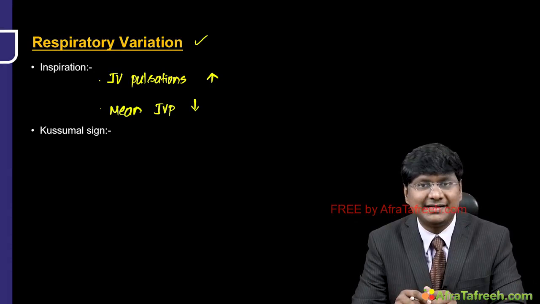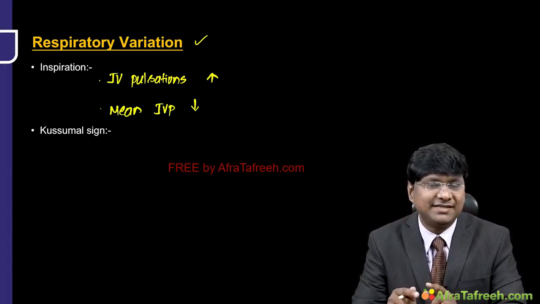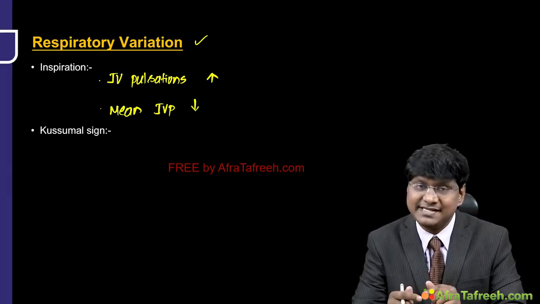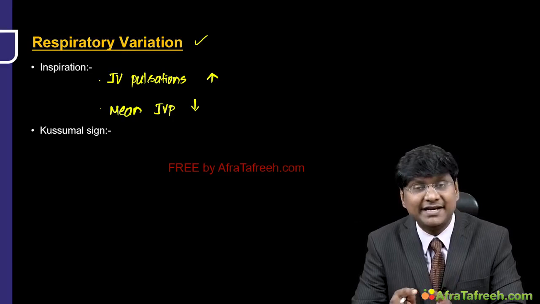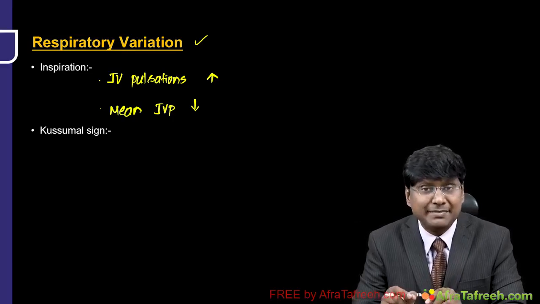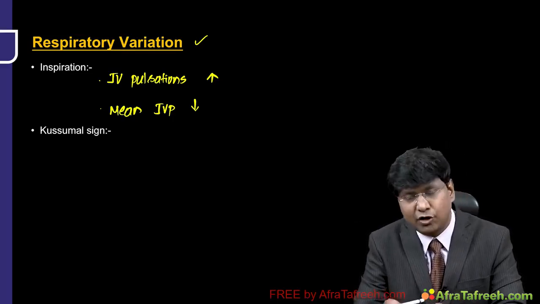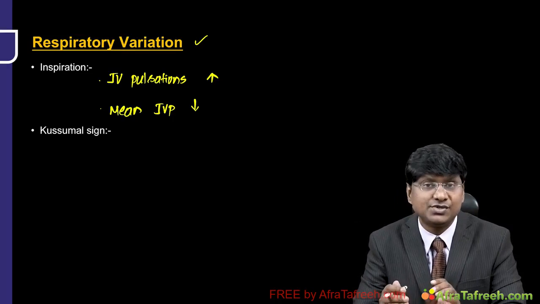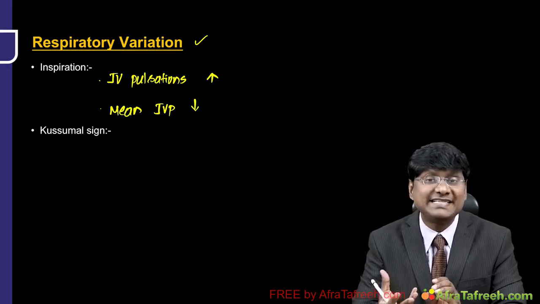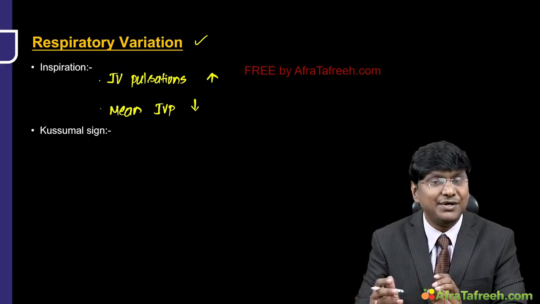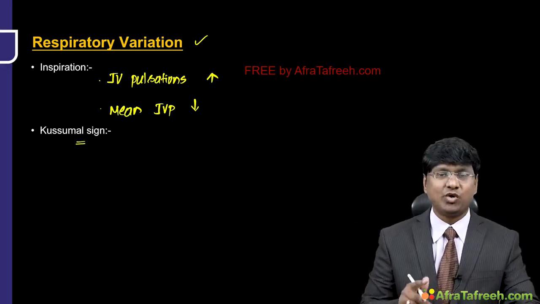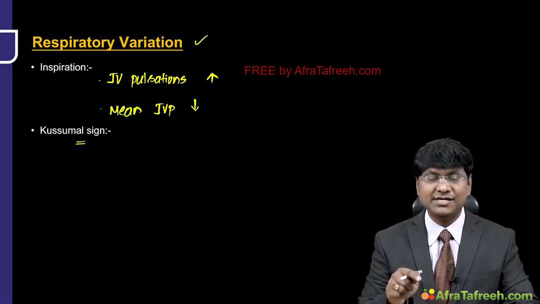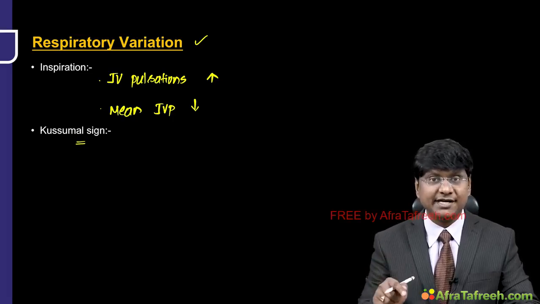Now why is that? That is because during inspiration, the venous return to the right atrium is increasing. That means even from the jugular vein, the blood is entering into the right atrium. So the mean jugular venous pressure falls, but there will be jugular venous distension during inspiration. Now what about the Kussmaul sign? So what did we discuss? During inspiration, the mean jugular venous pressure decreases.